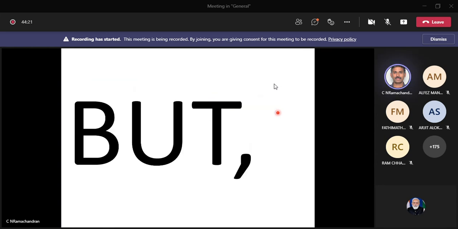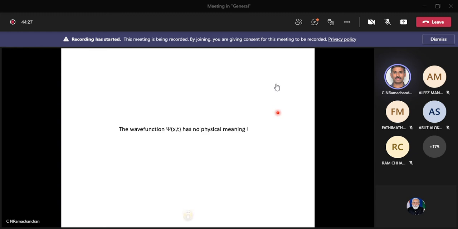Okay. But there is a problem. What is that? The problem is the wave function psi of x,t has no physical meaning. There is no physical meaning for the wave function as such. Using the wave function, we can predict the properties, but the wave function as such has no physical meaning. I am telling you the wave function is the God, everything, but at the same time I am telling you that it has no meaning at all.